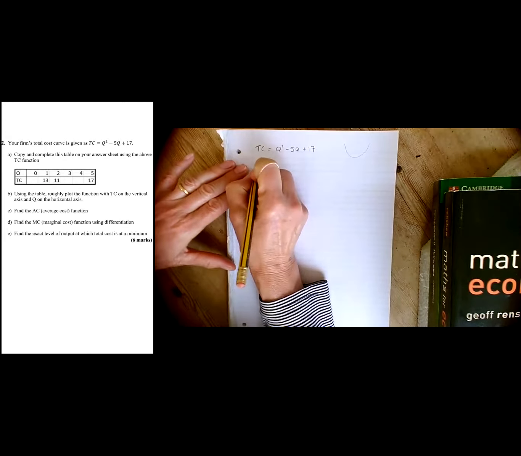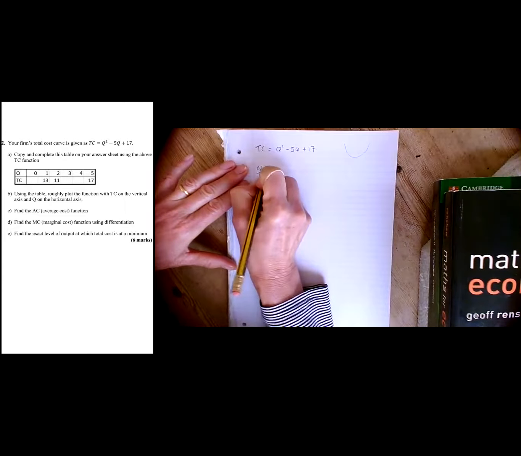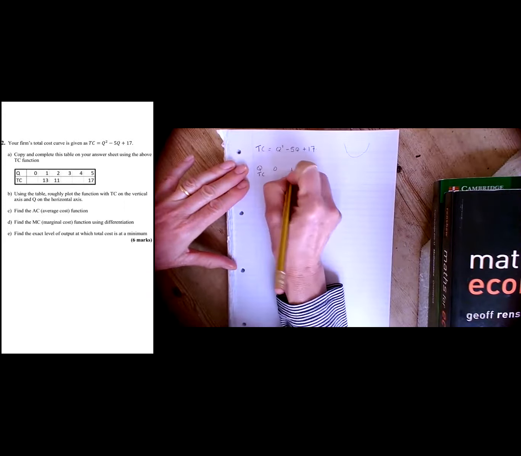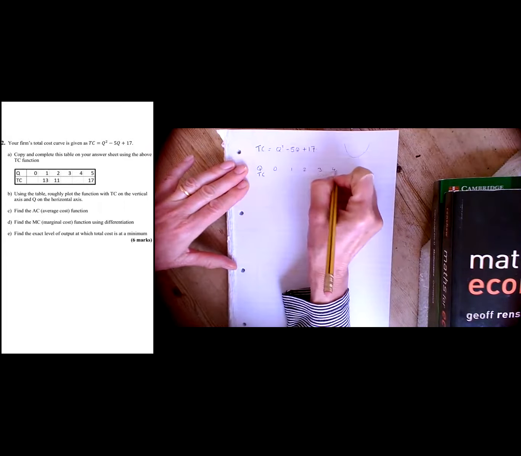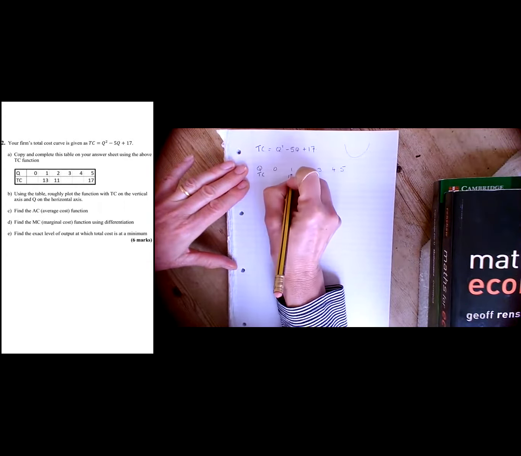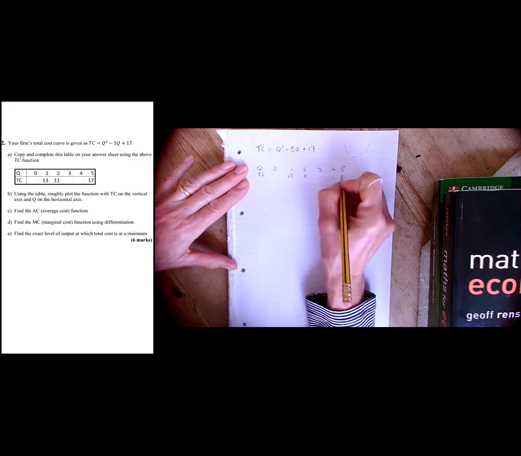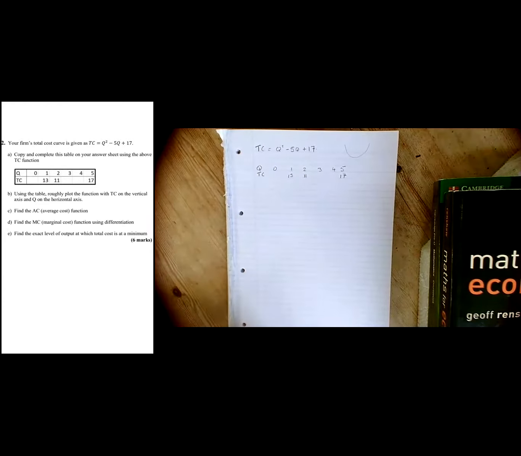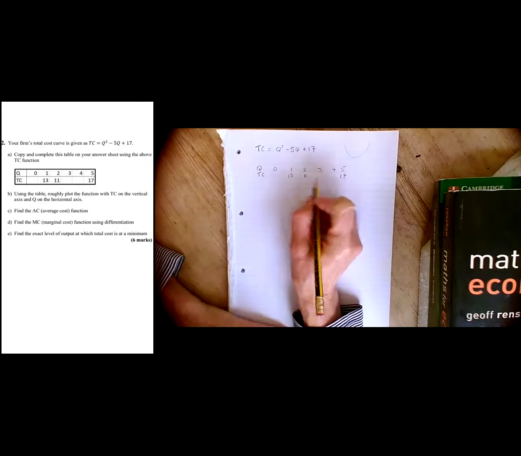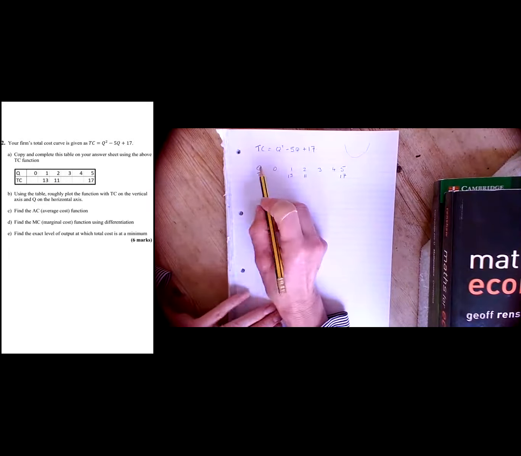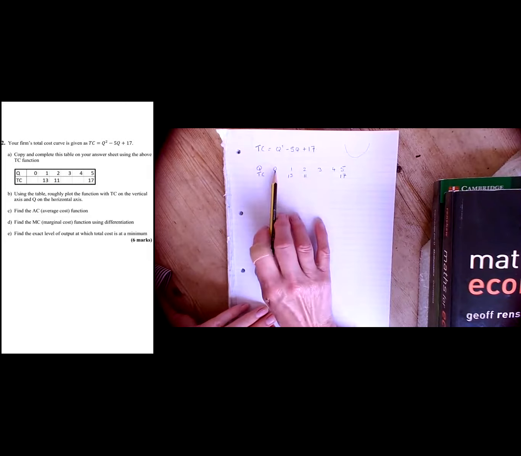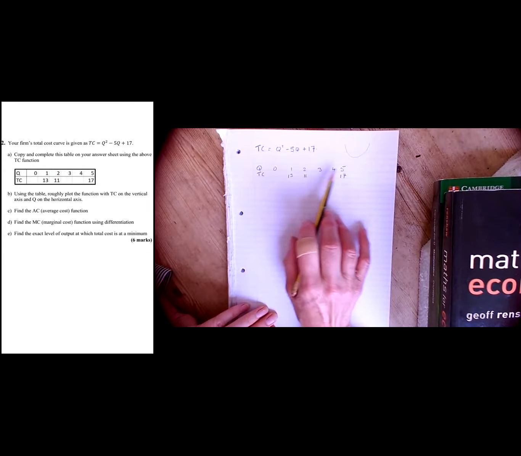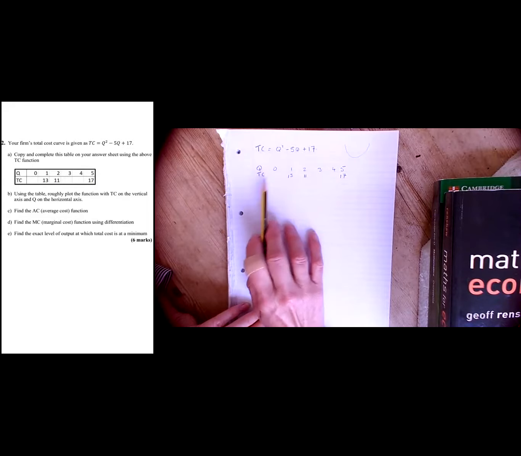So here's our table, q. We've got 0, 1, 2, 3, 4, 5. We've already been given, aren't they nice? Or aren't I nice? Already been given 3 values. We need to find the others. So what's all this about then? This is saying that for these particular values of quantity, what will be the value of total cost?